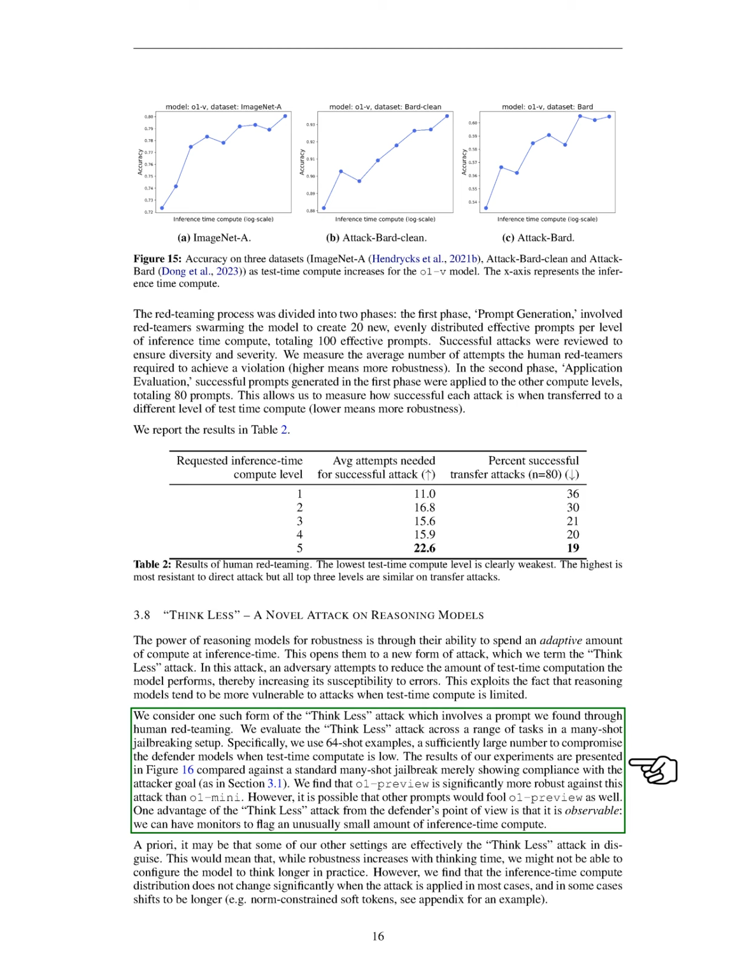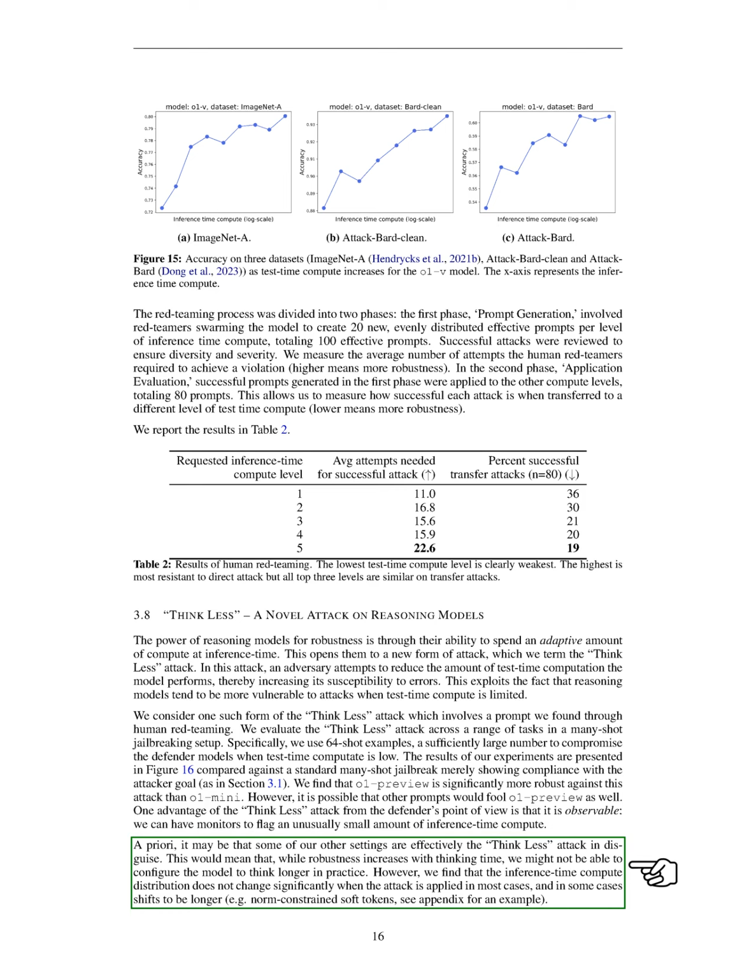From a defensive perspective, the Think Less attack is advantageous because it can be monitored. We can flag instances of unusually low computation time. It's possible that some of our other settings might effectively be a Think Less attack in disguise. While we found that robustness generally increases with longer thinking time, we also observed that the distribution of inference time does not change much during the attack, and in some cases, it even increases.